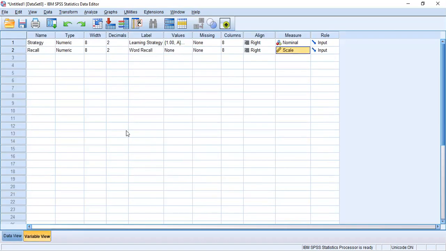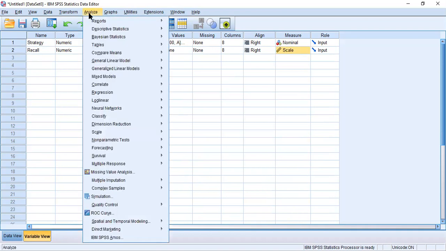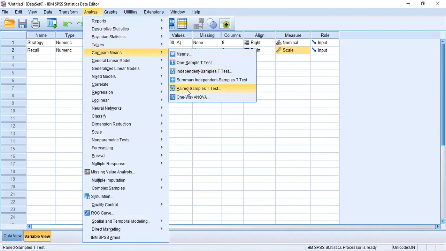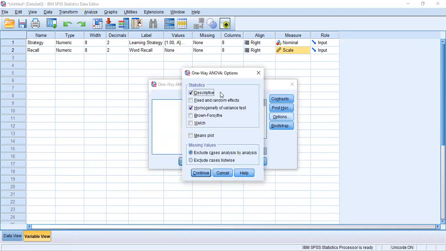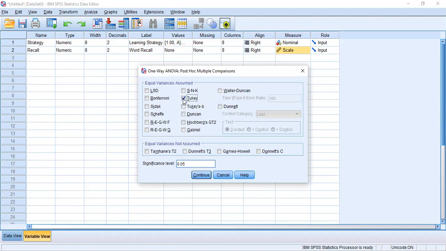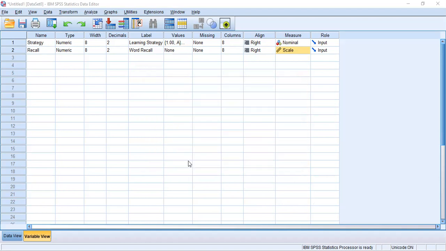Now coming to the analysis part, we are going to analyze, compare means, and finally click on one way ANOVA. We get a box. In this box, learning strategy, which is the independent variable, is pushed to factor. Word recall, the dependent variable, is pushed to the dependent list. We click on options, then descriptives and homogeneity of variance test. We click continue, then post hoc, and click on Tukey. We click continue, and then simply say okay, and I'll take you to the new share of the output file.